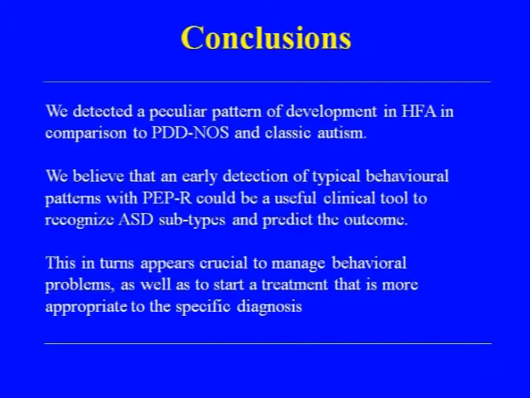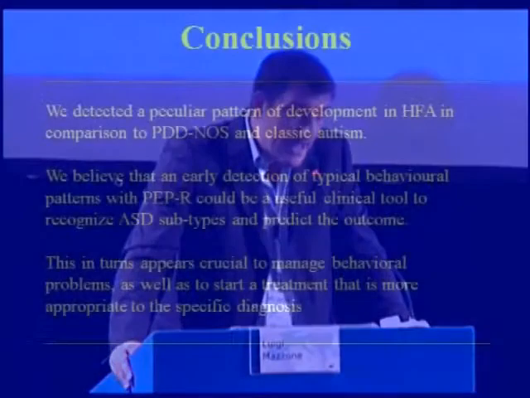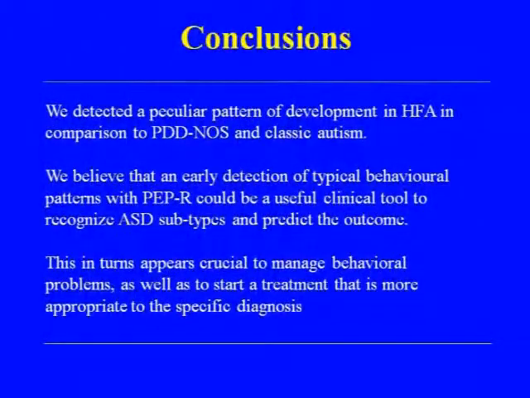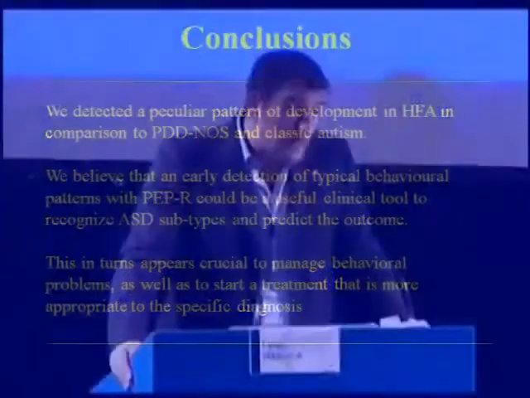So, in conclusion, we detected a peculiar pattern of development in HFA in comparison to PDD-NOS and classic autism. We believe that early detection of typical behavior patterns using the PEP-R is a very useful clinical tool to recognize the ASD subtype and predict outcome. This is important because it is crucial to manage behavioral problems, but it is also important to start a treatment that is more appropriate to a specific diagnosis.